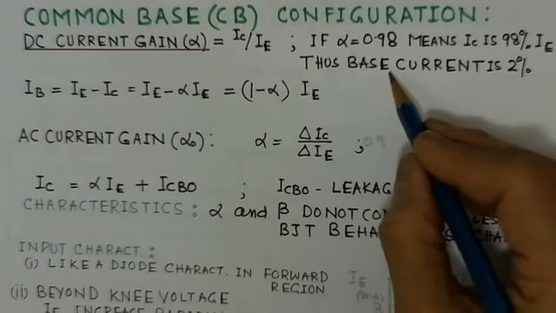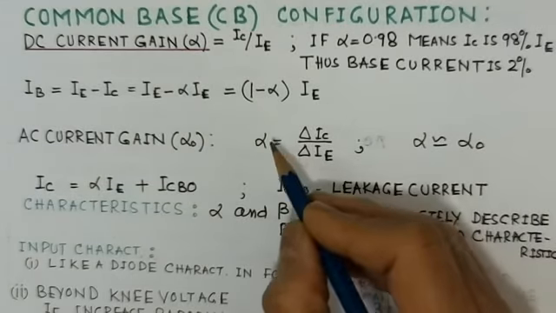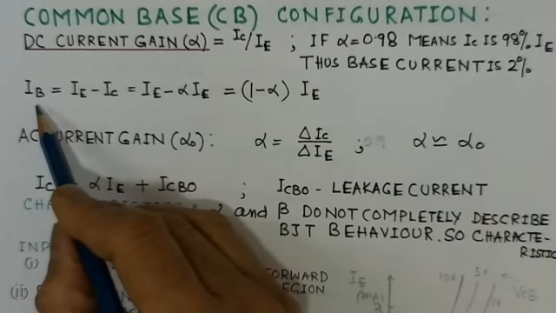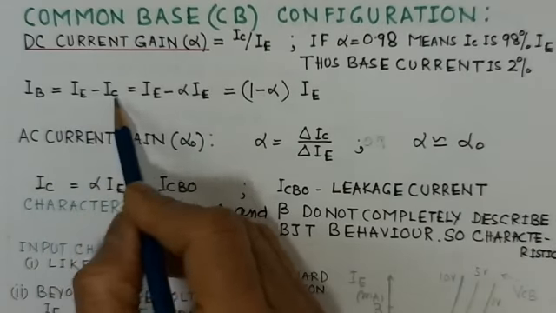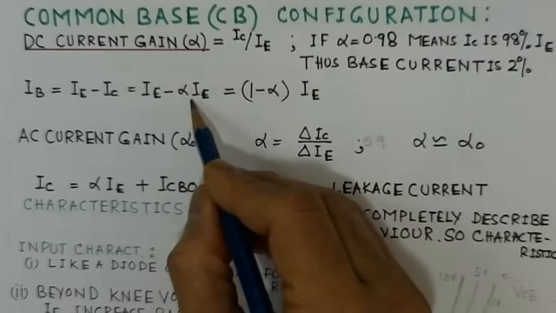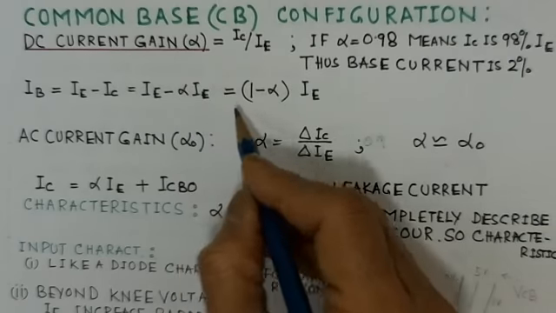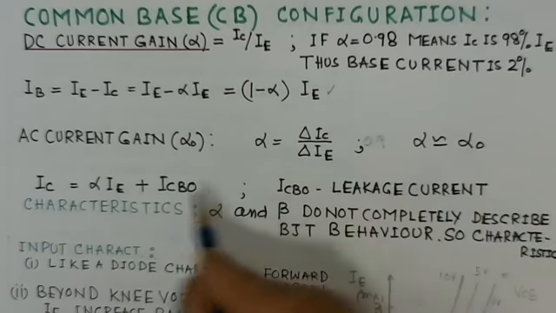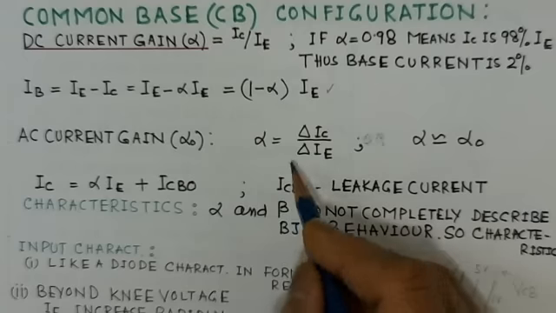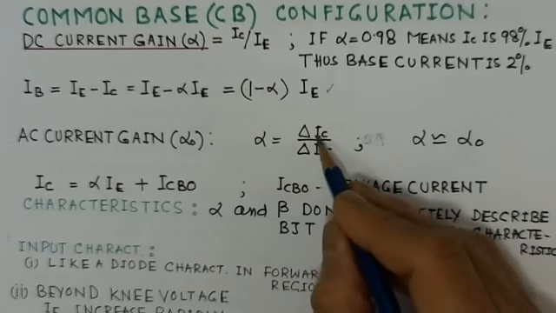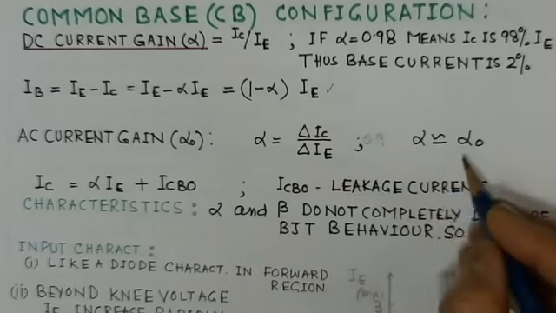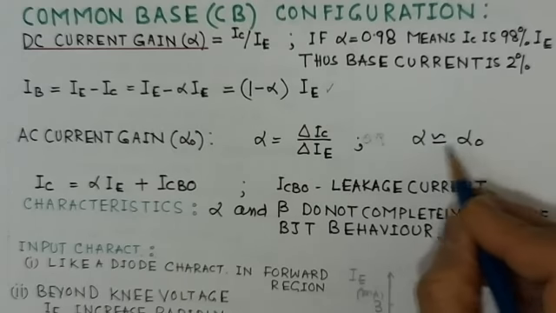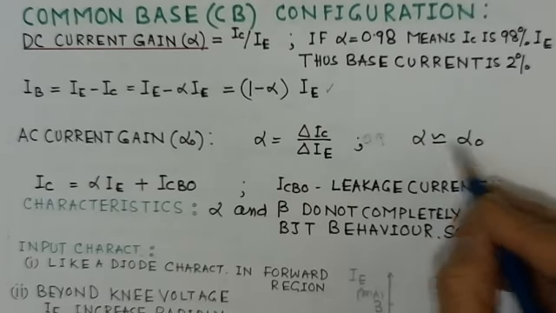This is the idea we get from the current gain, and the base current is IE minus IC. IE minus IC, you can write as (1 minus alpha) IE. So this is the expression for the base current. Now if you want to write the AC current gain, alpha naught is delta IC over delta IE. So both the DC current gain and the AC current gain are nearly equal.